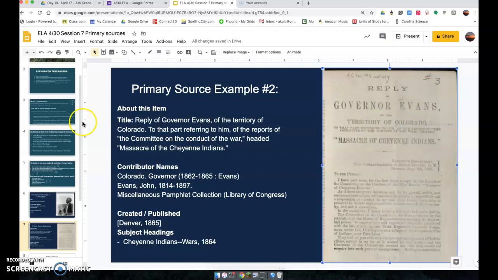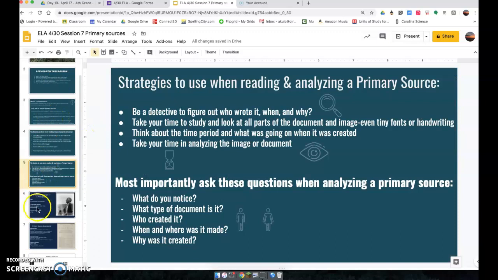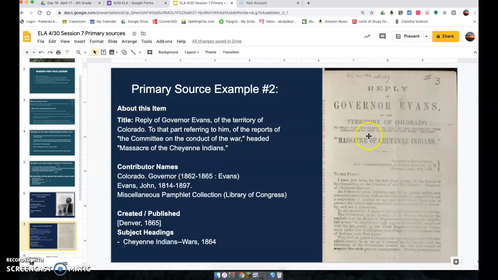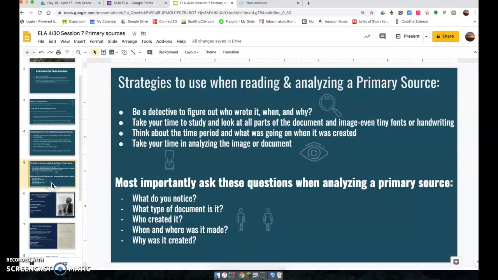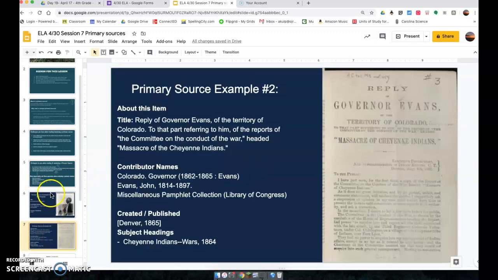So when I think about those different questions that I talked about, if I go back to the slide, what do I notice? Well, I noticed how old the paper was. I noticed that it's a reply of Governor Evans, and that he's the governor, territory of Colorado. I can infer that, and it says to the public, so it must have been like a letter to the public about this. It says, what type of document is it? I just answered that. Who created it? Governor Evans. I figured that out.